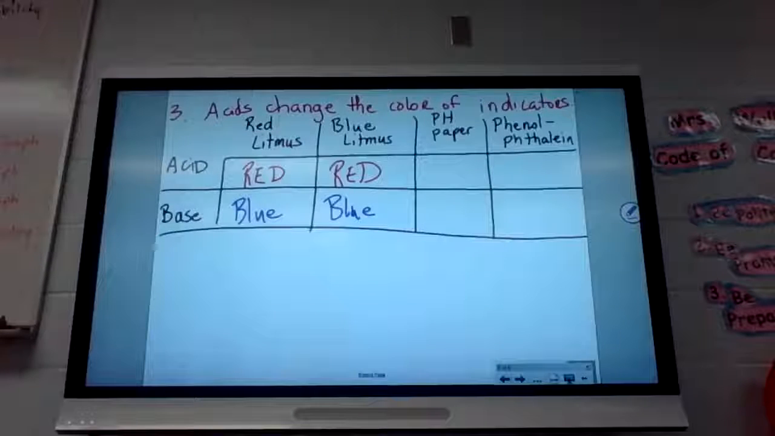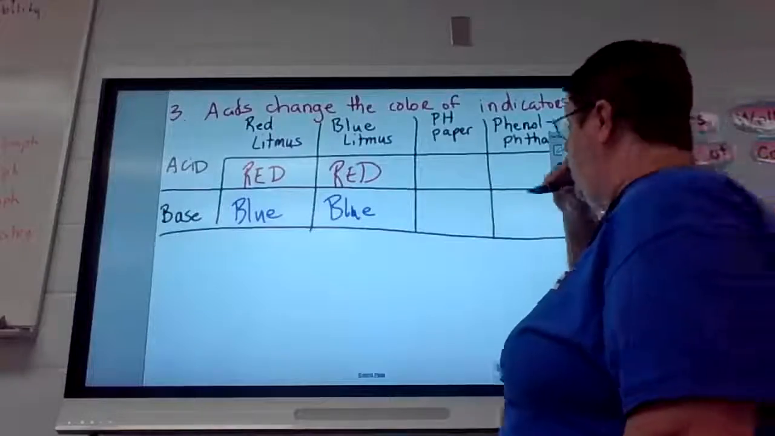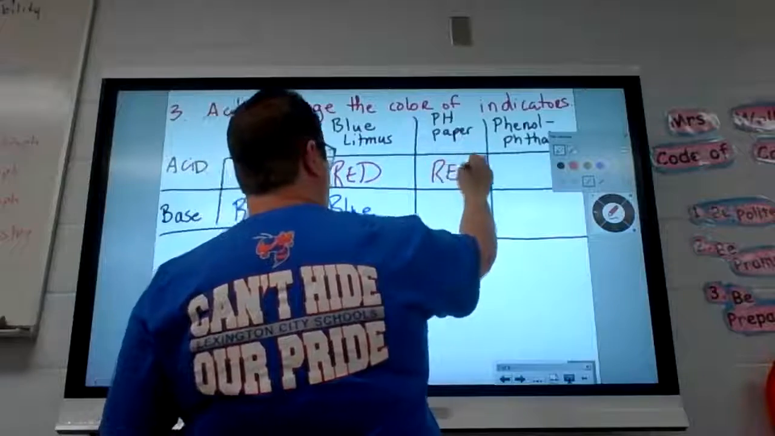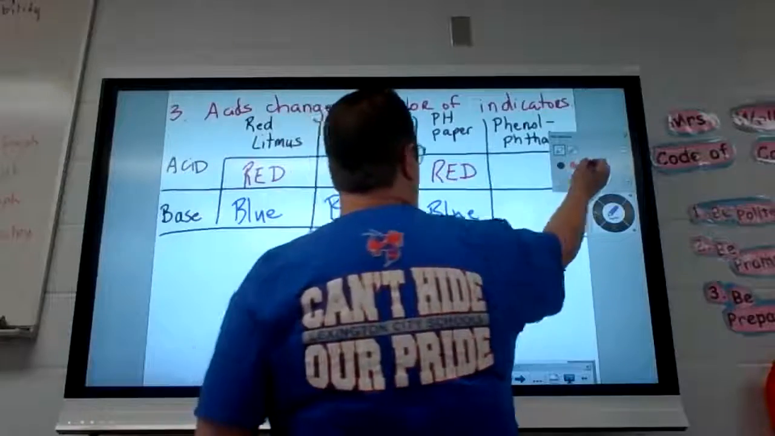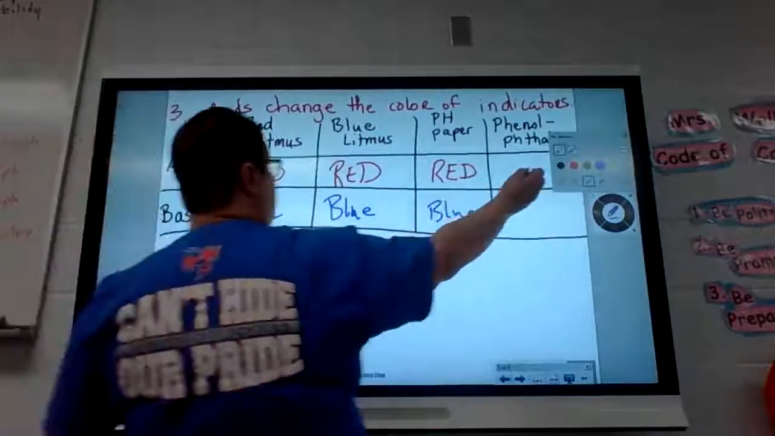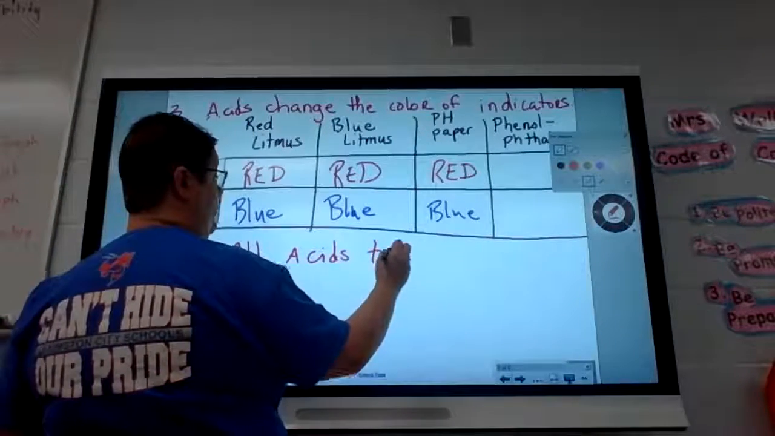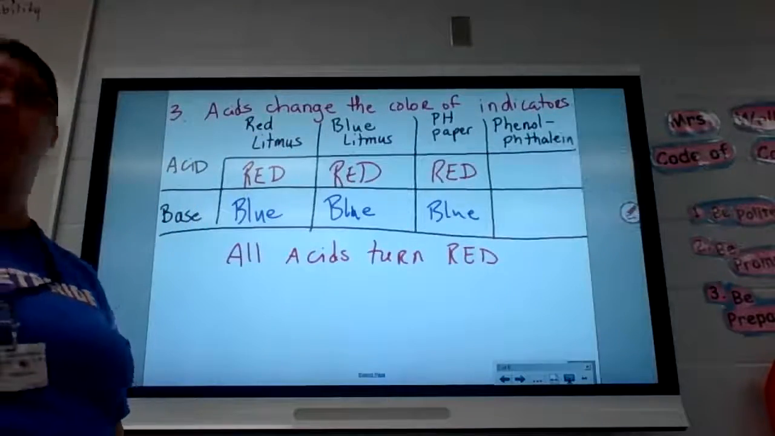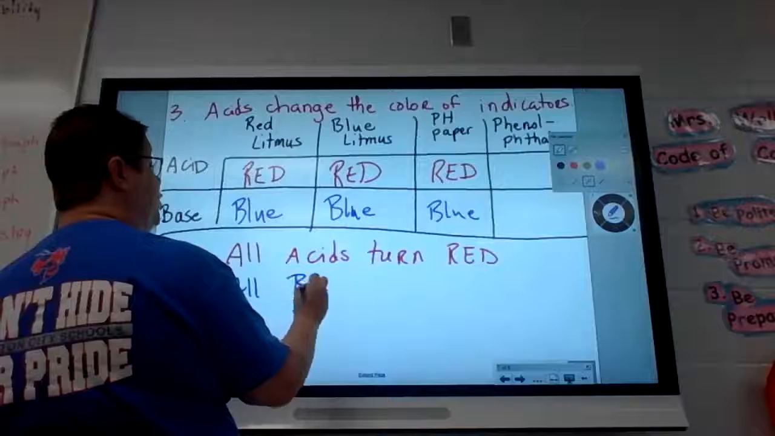All right, and again, you just match it up to the colors, and we'll talk about the pH scale in a second. So if we're an acid, what color do we turn? We turn red, and if we're a base, we turn blue. So all acids turn red. Doesn't matter what paper you use, acids turn red. All bases turn blue.